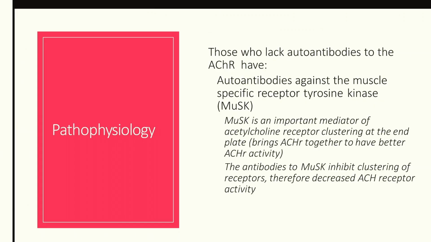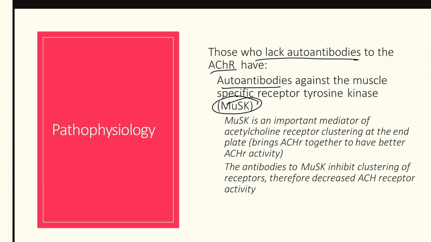So if they lack autoantibodies to the acetylcholine receptors, they have autoantibodies against another type of receptor. So if you have a patient who appears to have myasthenia gravis, you do your test. Yes, they have it. You do your blood test to see if they have the antibodies. They don't have any antibodies to that acetylcholine receptor. There must be another thing going on.